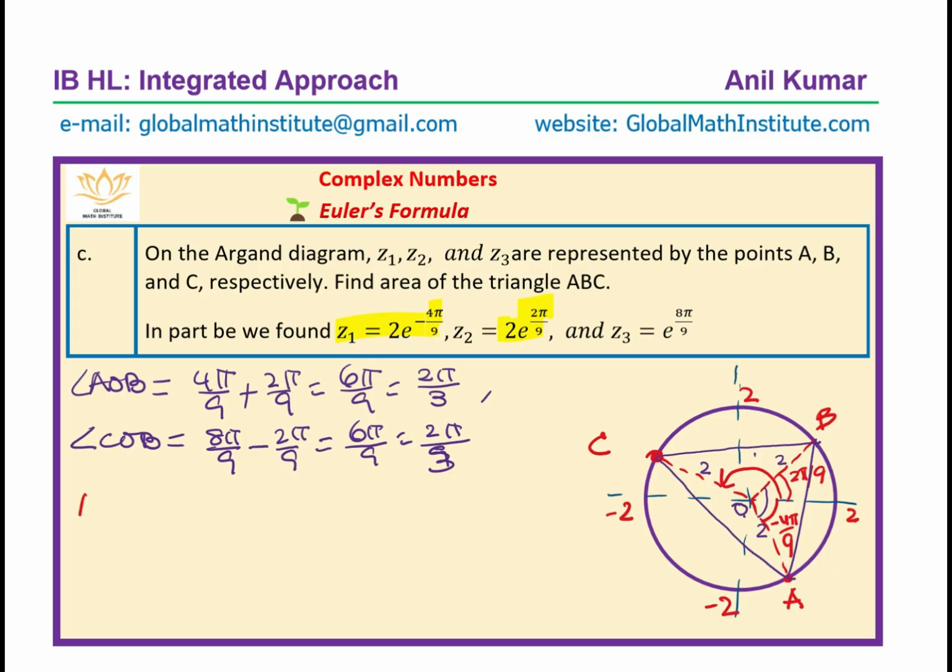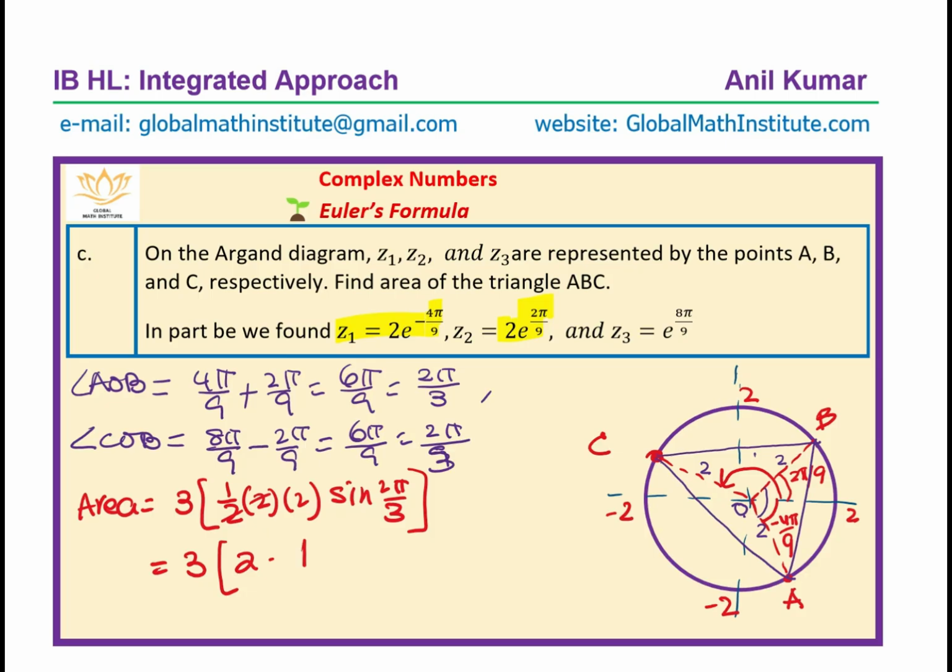So we can write down the area as 3 times the area of each triangle, which is half the product of the sides, 2 each, times sine of the angle in between, which is 2 pi by 3. That is 3 times, so the 2 and 2 cancel, 2 times sine of 2 pi by 3, which is square root 3 by 2. So that gives you the area as 3 square root 3 unit square. Correct? So that is how we find the area of the triangle ABC.